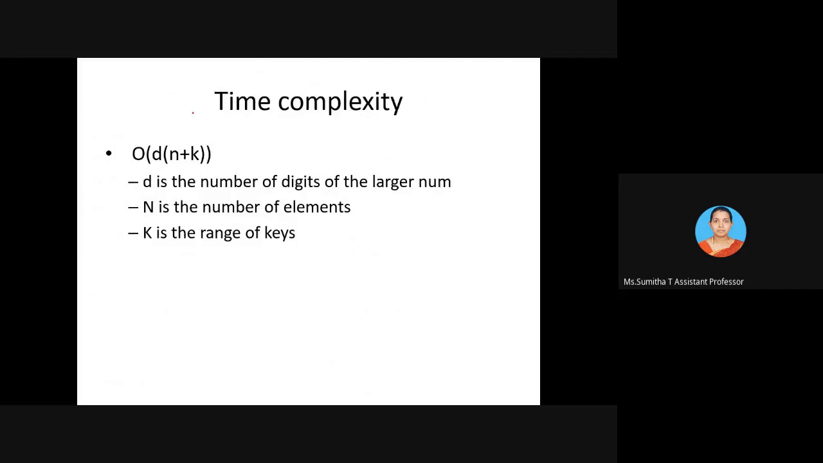Time complexity for radix sort depends on 3 things. One is d, the number of digits. Based on the digits only we are going to process. I mean, 4 digits means we have to process up to pass 4. So it depends on the number of digits, the number of elements, and the range of keys. If it is numerical, then 0 to 9; if it is alphabetical, then we go with 0 to 25.